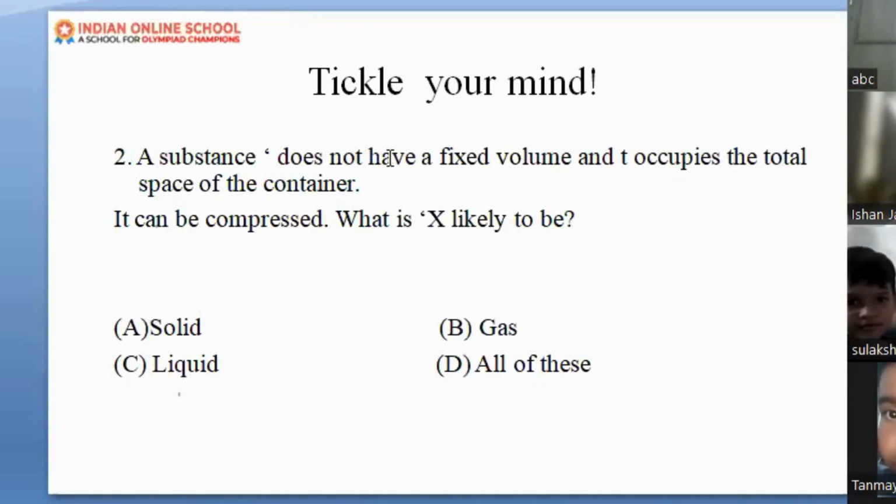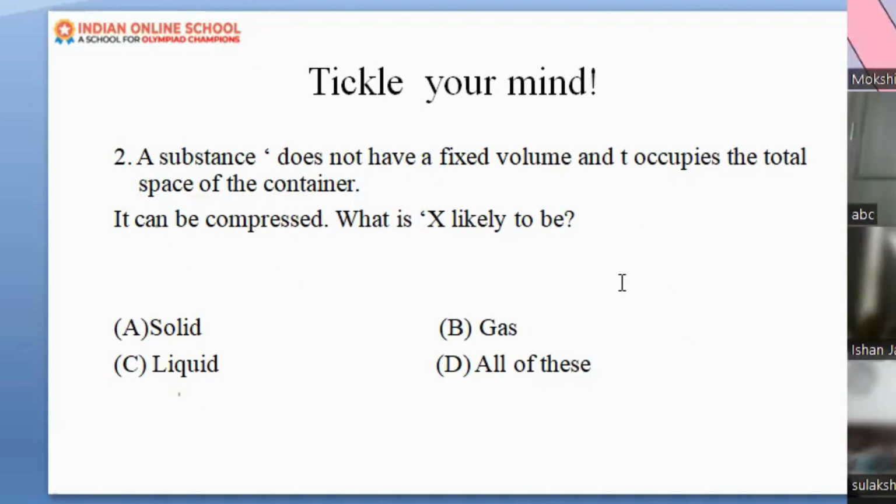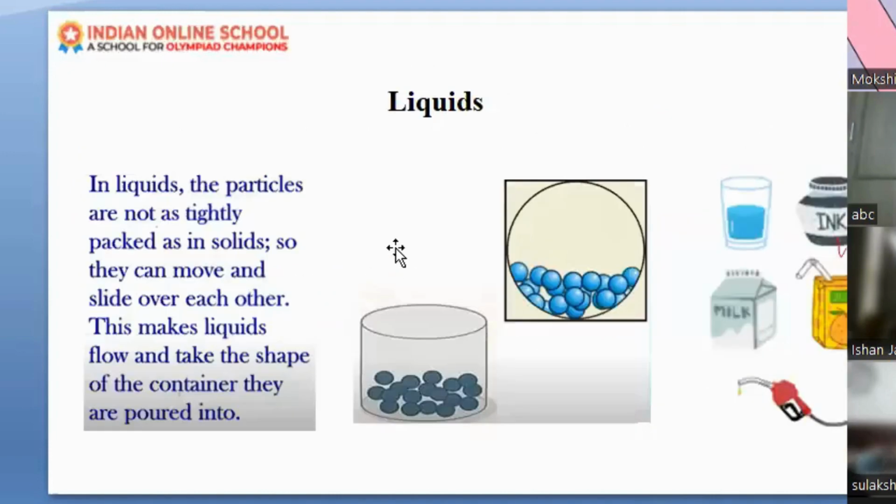Let me ask you the next question. A substance does not have a fixed volume and occupies the total space of the container. Just see the question. There is no hurry. It can be compressed. Yes, bravo. I'm so happy that each and every student was able to answer. Very good, students. So here is the end of the session.